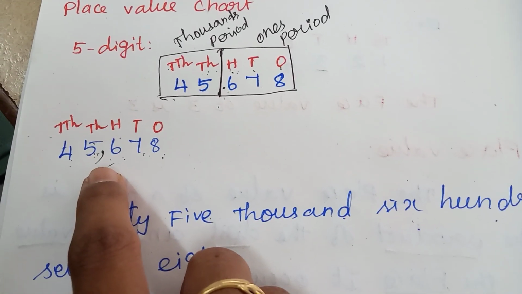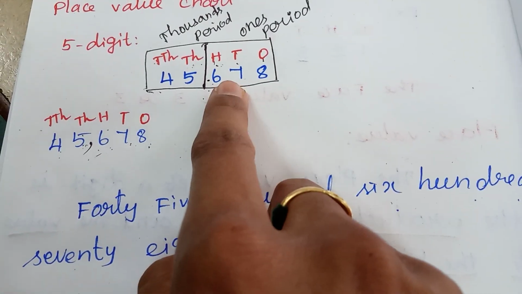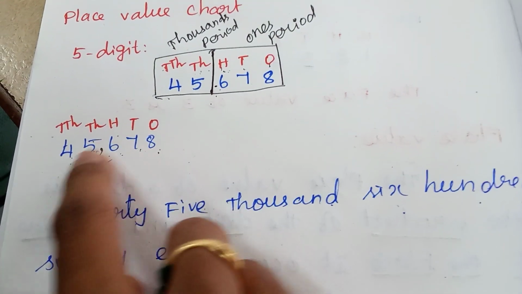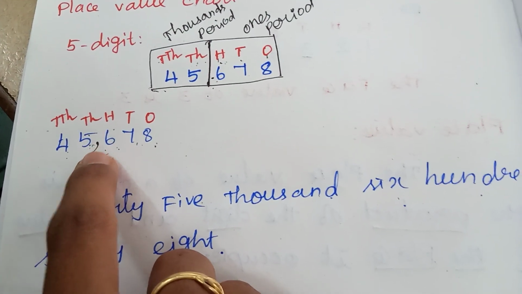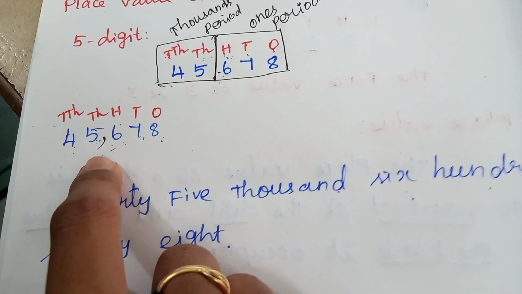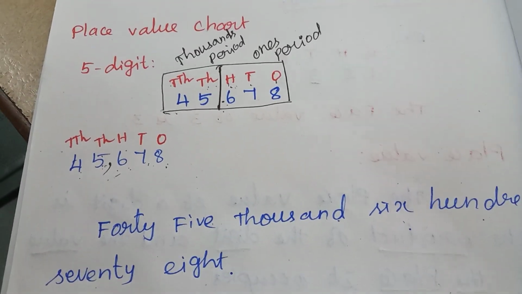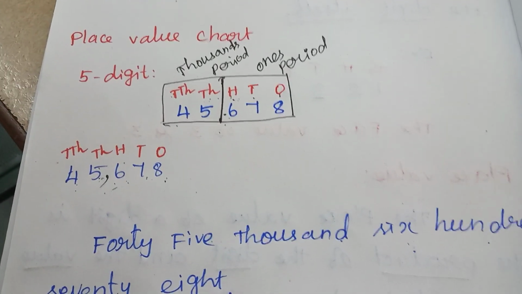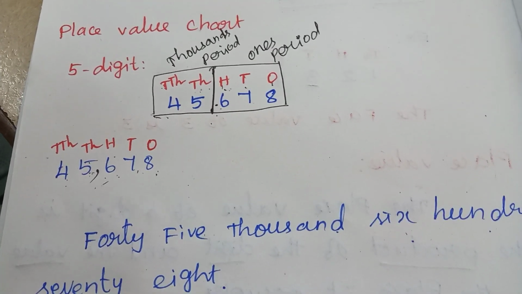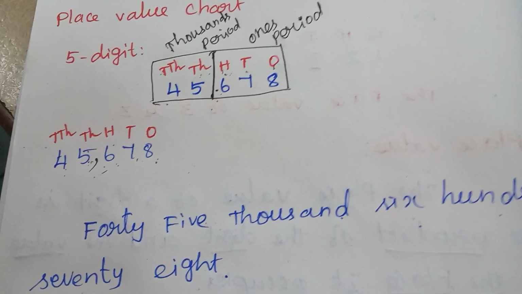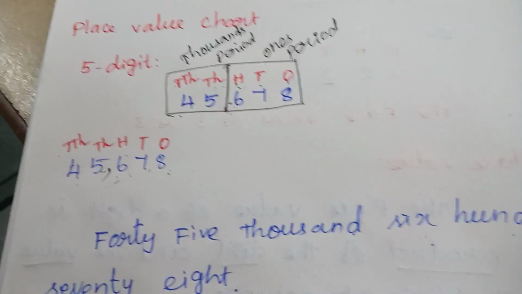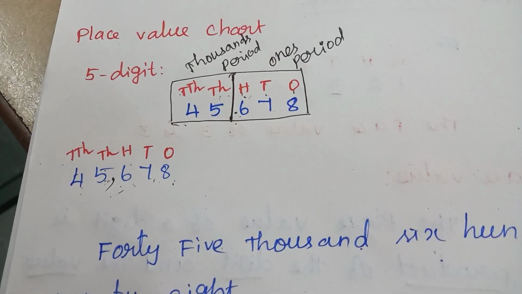Where do we put the comma? In between the 1,000 and 100 places. See, between 1,000 and 100 you have to put the comma. For what purpose do we use commas? With the help of the commas we read and write the number names for the numbers. That purpose only we are using the commas.